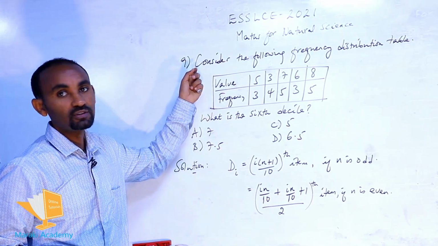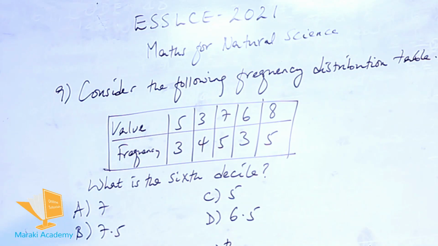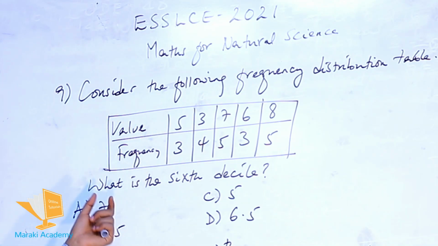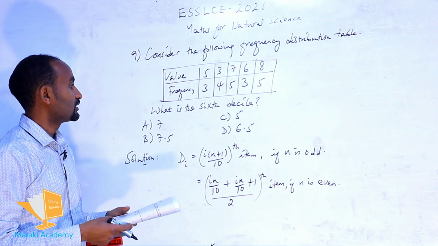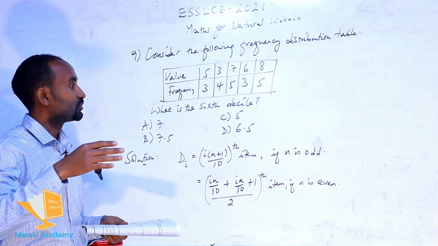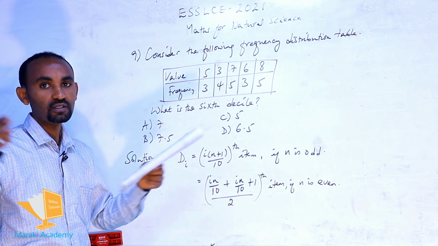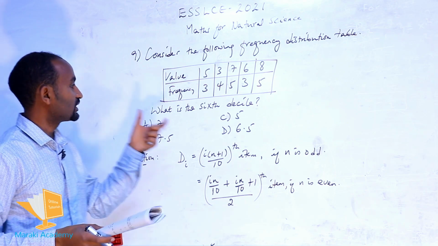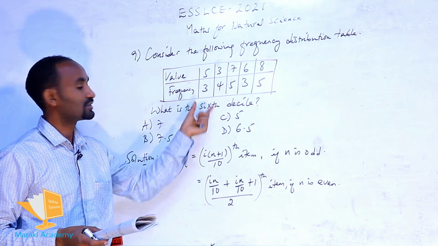Okay, the next question. Consider the following frequency distribution table. We have values and corresponding frequencies. Then what is the sixth decile? Okay, a decile is partitioning a given set into 10 parts. So from the 10 parts, which one is the sixth part?